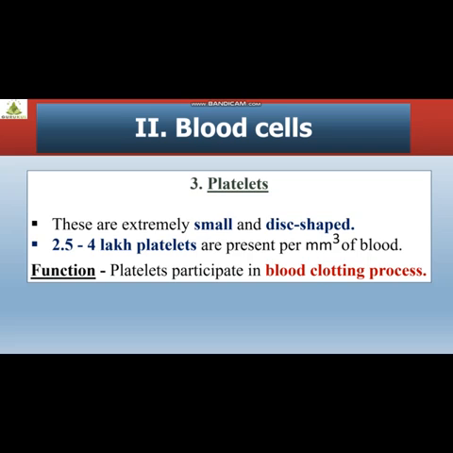Whenever you get an injury or a wound, a lot of blood will be lost, right? Now after this we have a blood clotting process where the liquid state of the blood changes to semi-solid or gel-like. That is very much important, right? So in that process platelets are involved. So we have RBCs, WBCs, and platelets. I hope all 3 components are clear to you all.